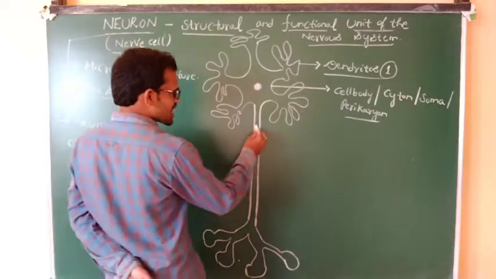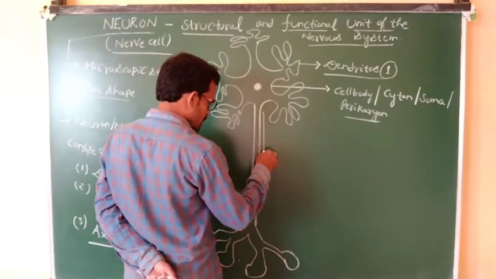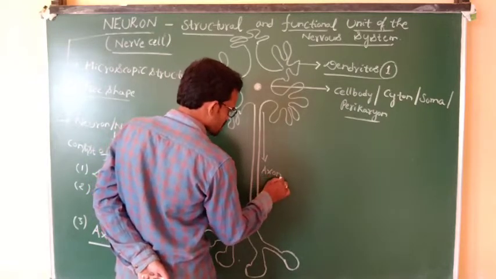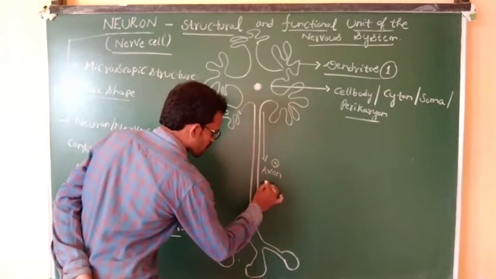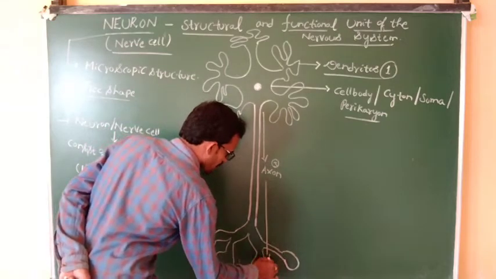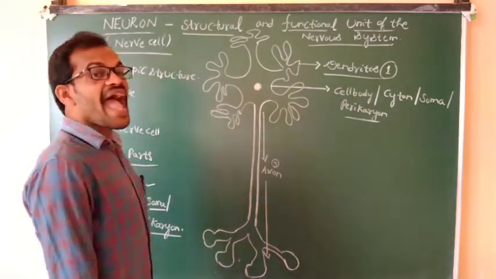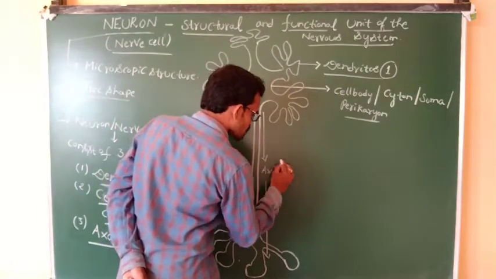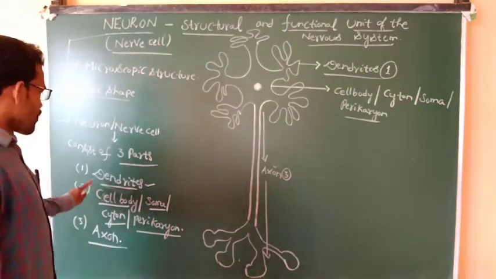Coming to the next part, what is the next part? It is known as the axon. What is the third part? Axon. It is the axon.